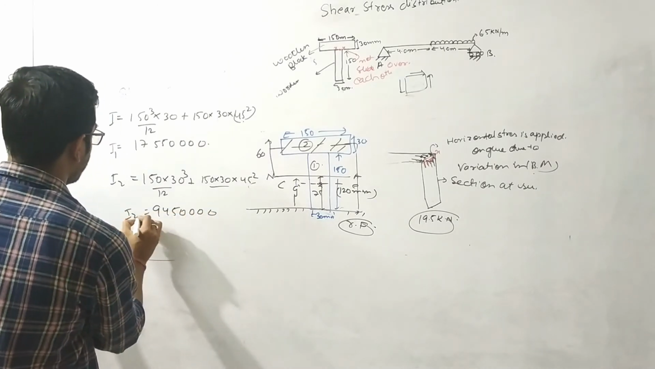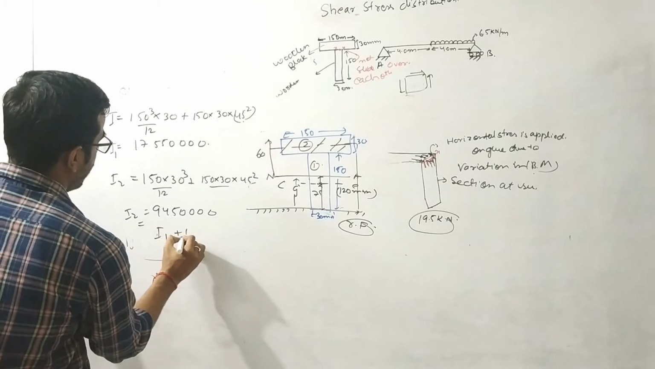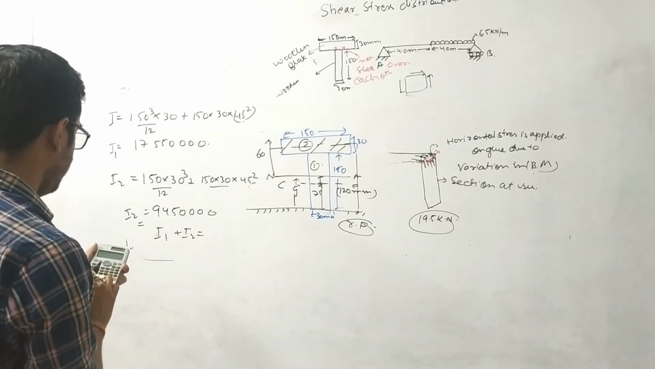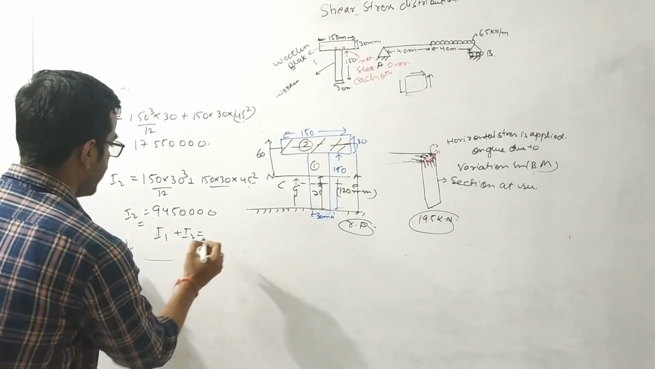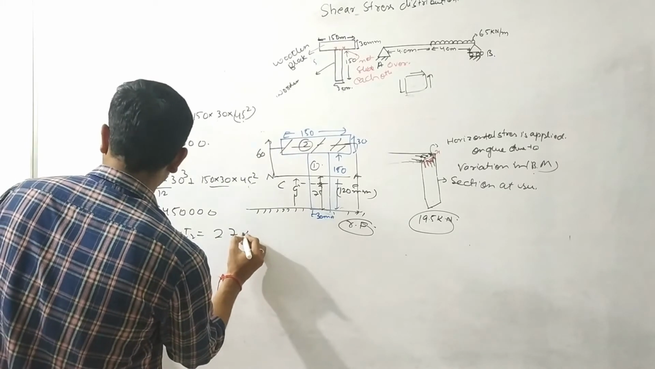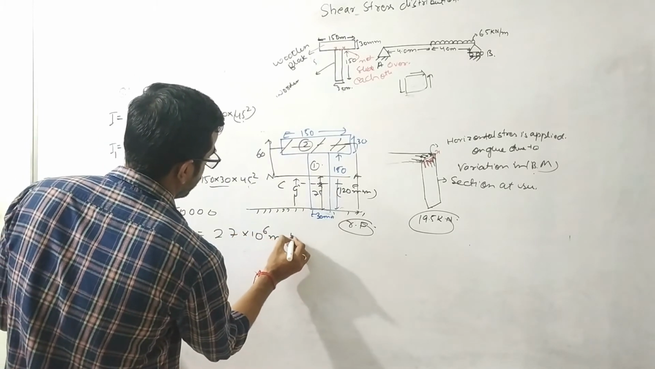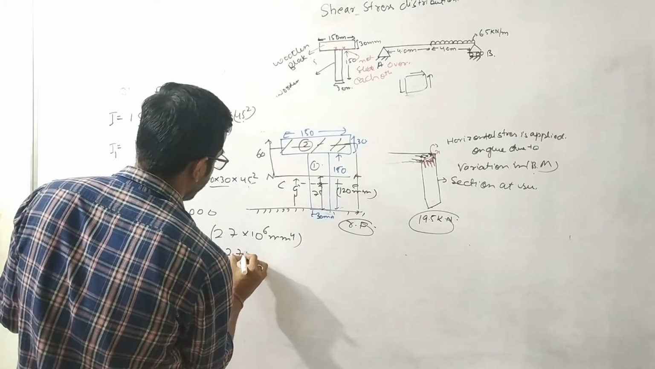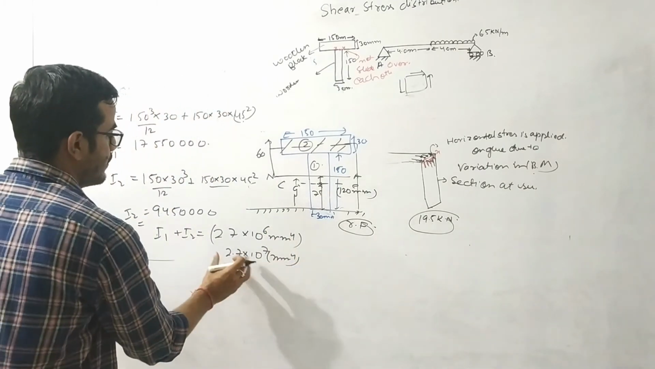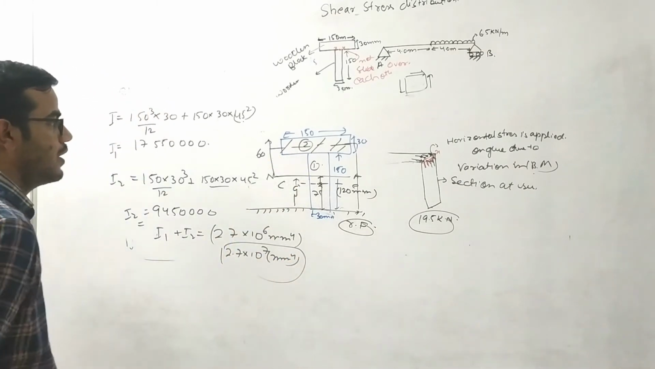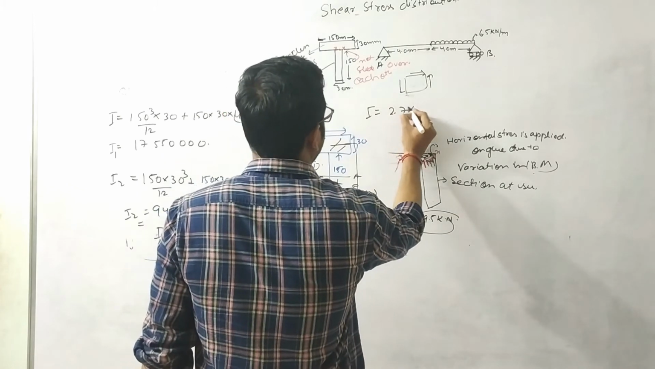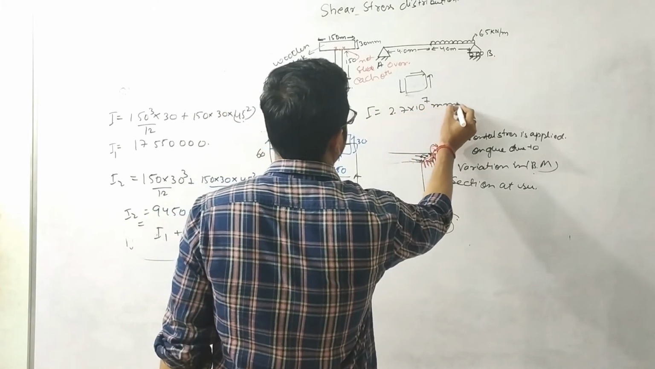This is I2. Okay, so total moment of inertia will be I1 plus I2. So it will be 1755.276 into 10 to the power 6 mm4. Or you can write 2.7 into 10 to the power 7 mm4. So I have calculated the moment of inertia of this complete cross section. So this I will be 2.7 into 10 to the power 7 mm4.